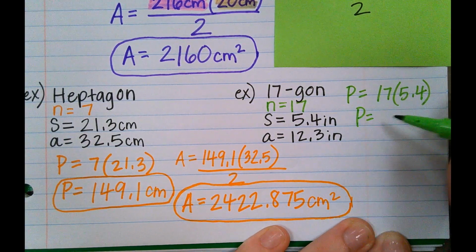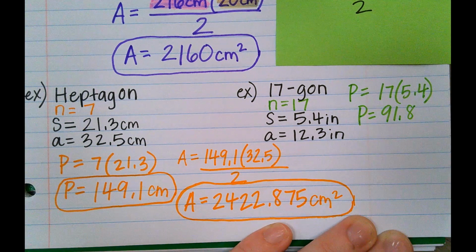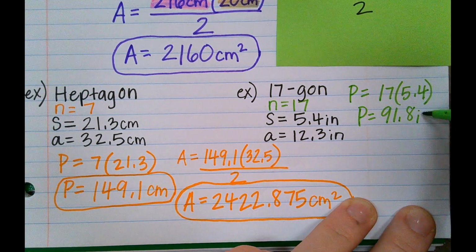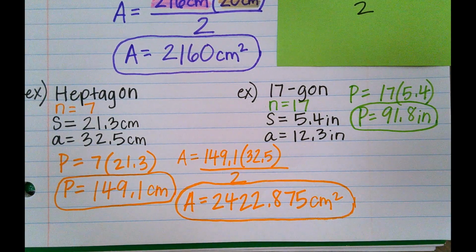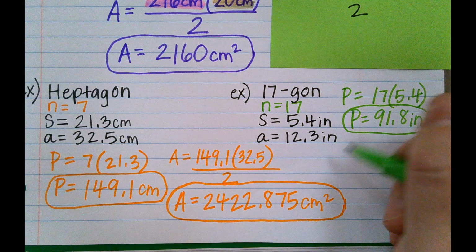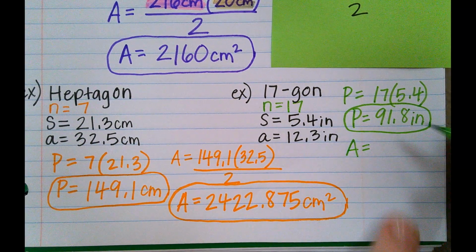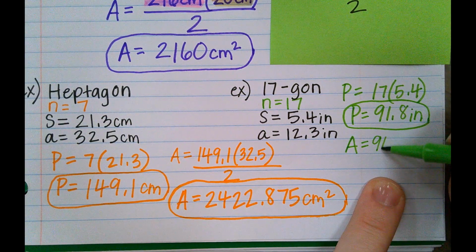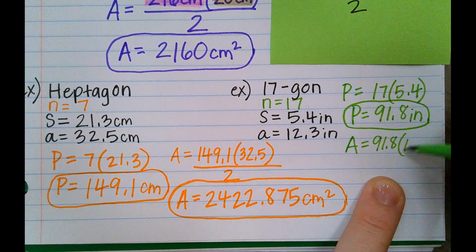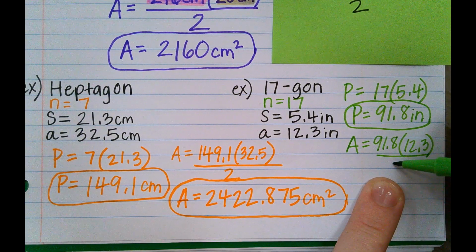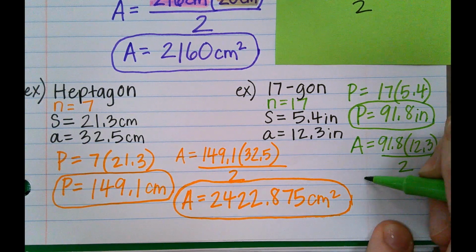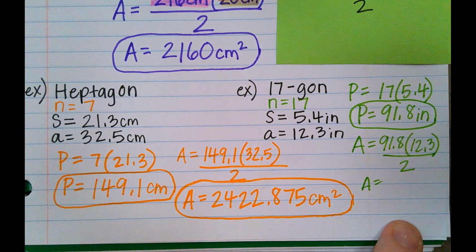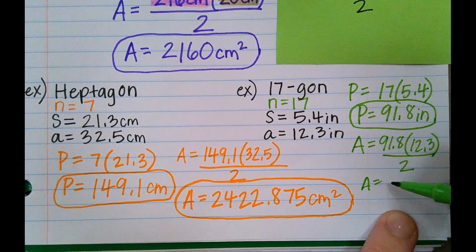My perimeter is 91.8. What are my units? Inches this time. Good. Okay, so we found our perimeter. Now we take perimeter, 91.8, times apothem, 12.3. Divide that by 2. 1,129.14 divided by 2 is 564.57. Perfect.